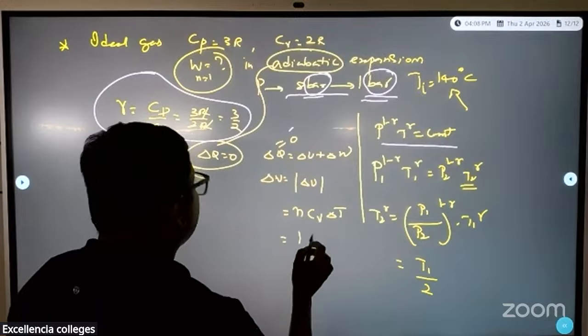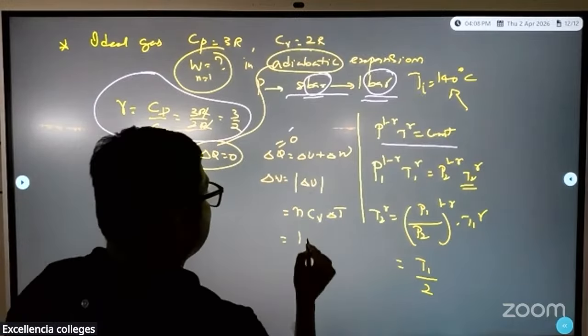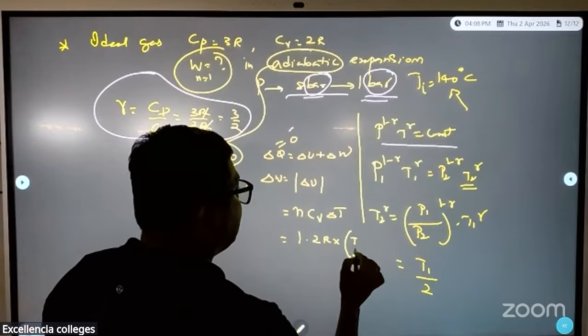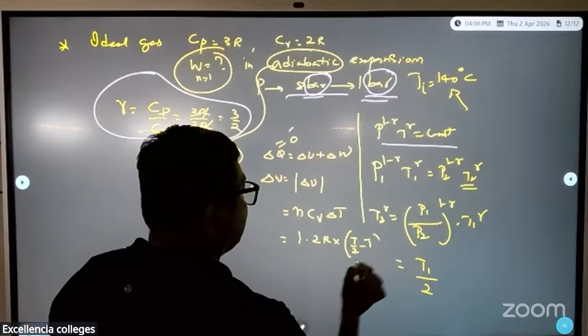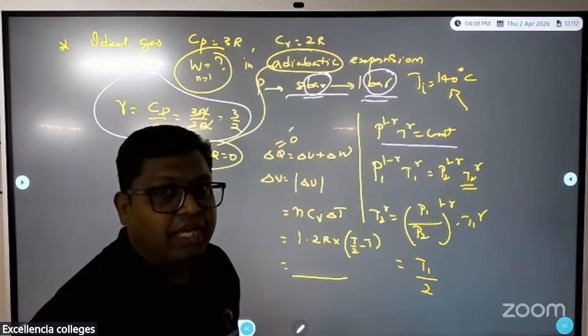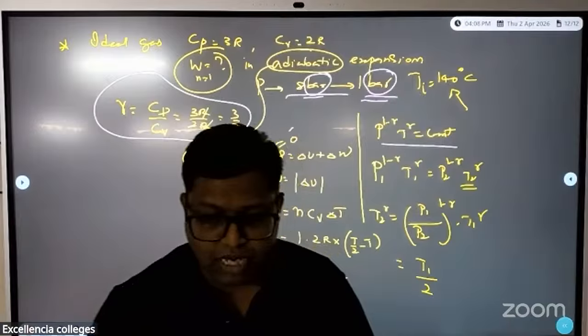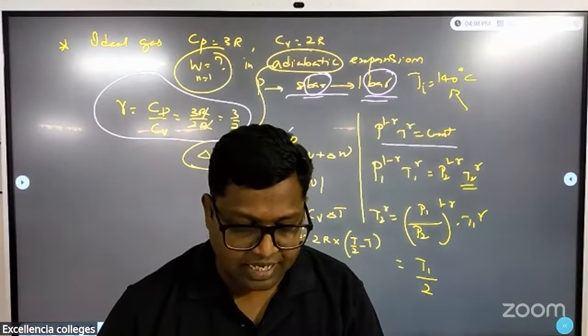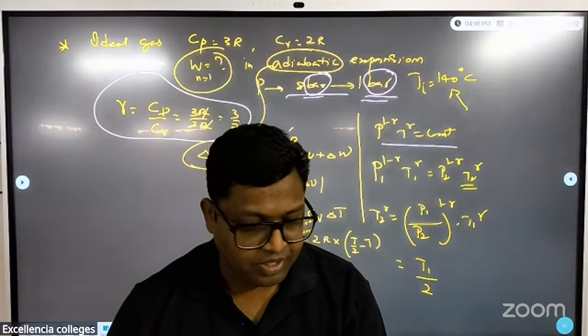So the number of moles is 1. CV is already given to be 2R, into delta T, that is T final minus T initial. So you calculate the value, and that is how we can evaluate the amount of work done in the case of this expansion.